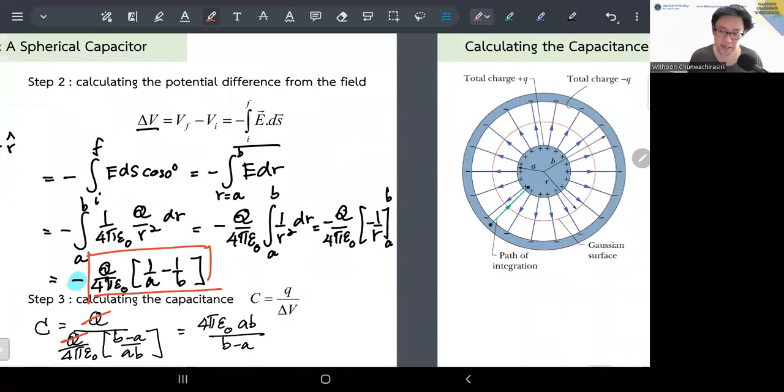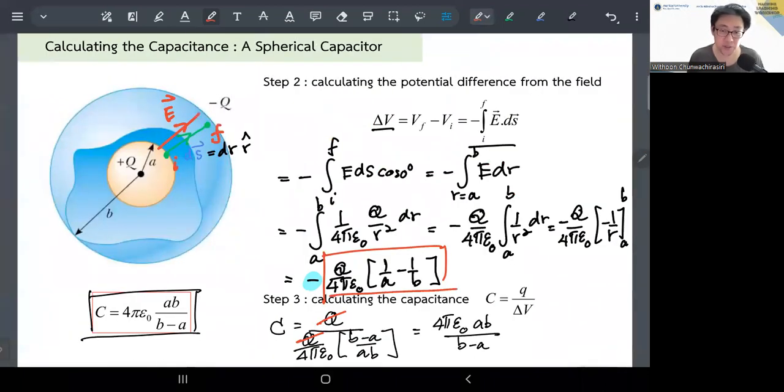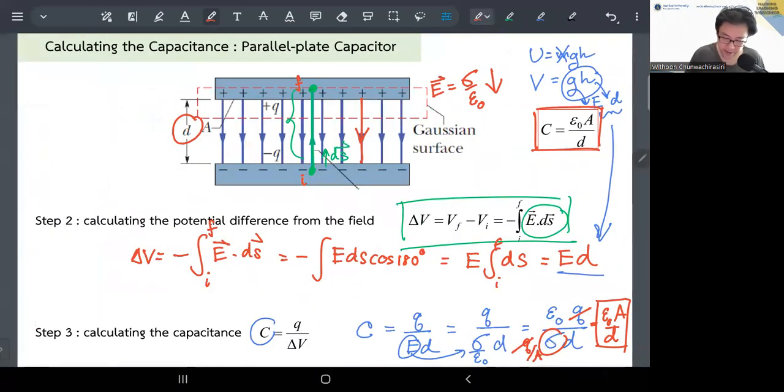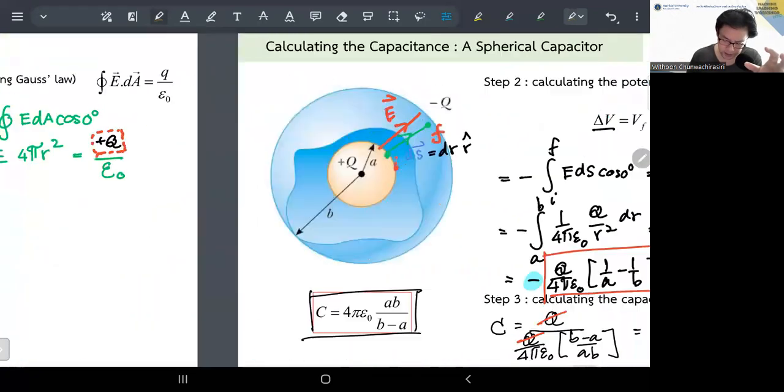So what kind of characteristic of the capacitor can we observe from the results that we got? Back in the first case, this is the capacitance of the parallel plates capacitor. See, it depends on the A and the D. The A is how big the plates are. The D is the distance between the plates. So what you're looking at right now is that it depends on the shape of the capacitor. Are you sure? Well, let's take a look at this.